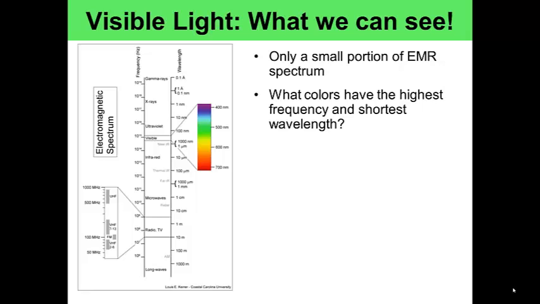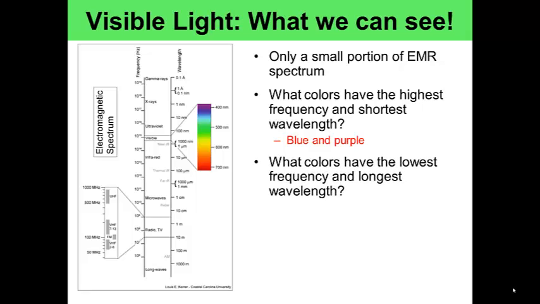What colors have the highest frequency and shortest wavelength? Blue and purple do. What colors have the lowest frequency? So here's the highest frequency and shortest wavelength: blue and purple. Lowest frequency and longest wavelength is red.